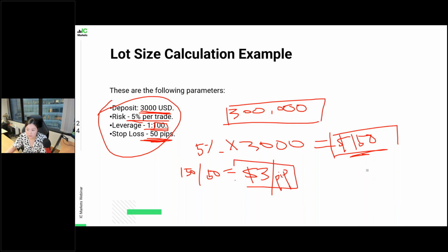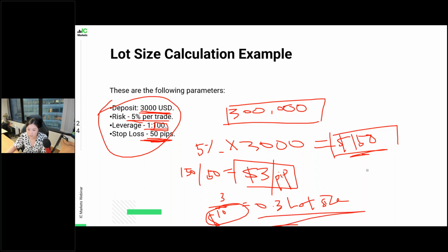Okay, so if the move is $3 per pip, it means that I am looking at a 0.3 lot size, because for a standard lot size of 100,000 units, 1 pip move is $10. So I take 3 divided by 10. Okay, so this is the lot size that I'm looking at.